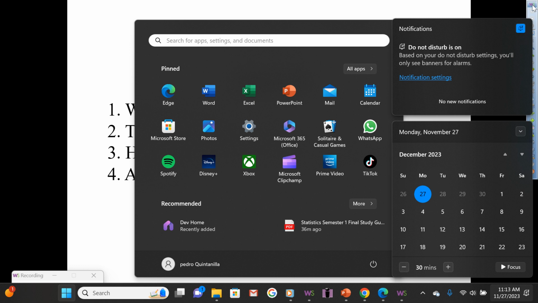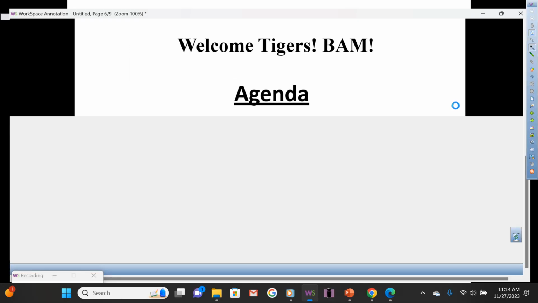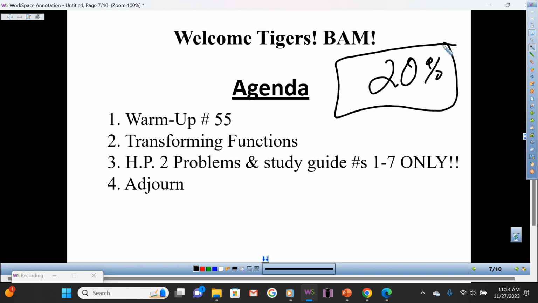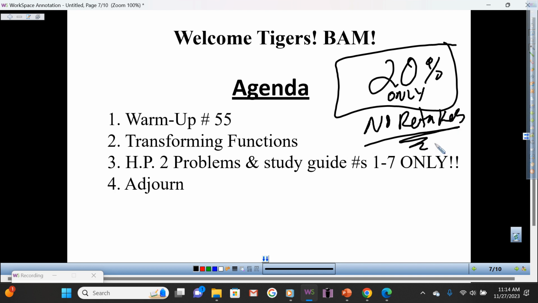Just in case you forgot, look up to the screen. Your final is only 20% of your grade. Only. Which means it's how many letter grades? Tell your neighbor. Yeah, 2. No retakes. No retakes. Either you know it or you don't. So make sure you stay focused.